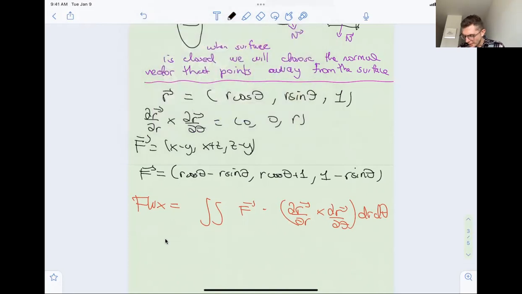And in fact, theta goes from 0 to 2 pi, right? And because it's a disk, r goes from 0 to 1. It's a unit disk, r goes from 0 to 1. So far so good? Are there any questions about the setup?